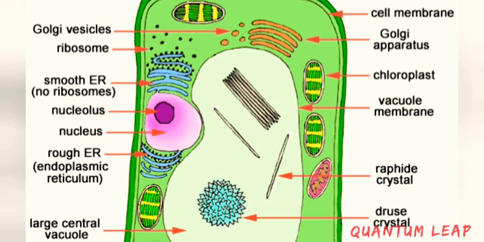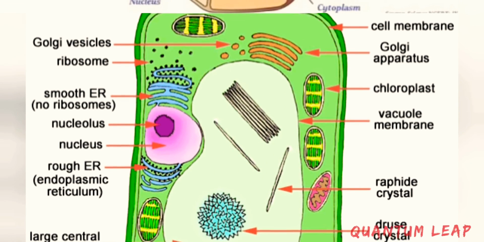So this is a diagrammatic representation of a plant cell. As you can see, it has a large central vacuole. It occupies approximately 90% of the cell space, whereas the other organelles like the smooth endoplasmic reticulum or the Golgi bodies are at the periphery of the cell.